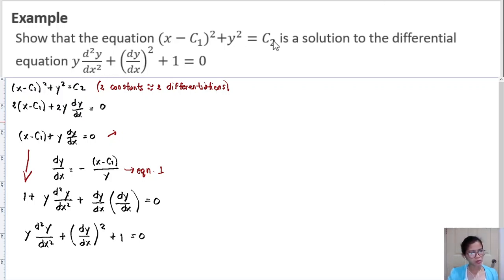Therefore, this equation is a solution to this differential equation. So this is an easier way of proving a non-derivative equation as a solution to a certain differential equation. So that's it. Thank you for watching.